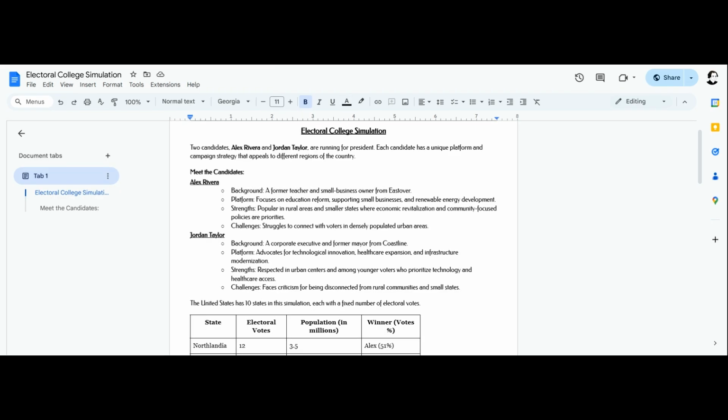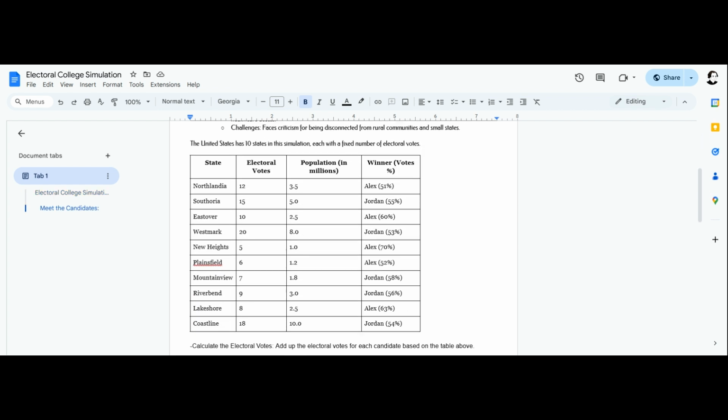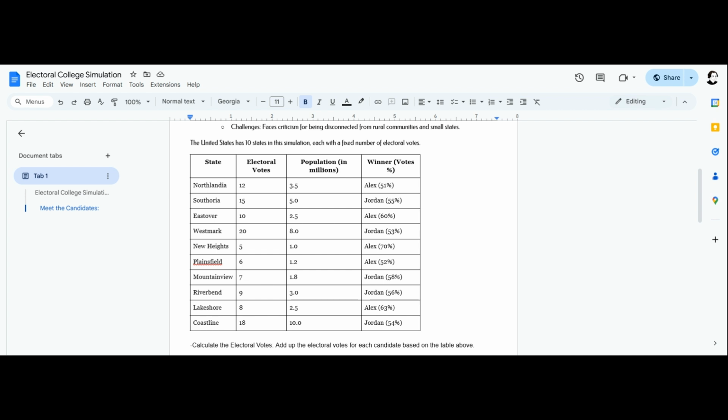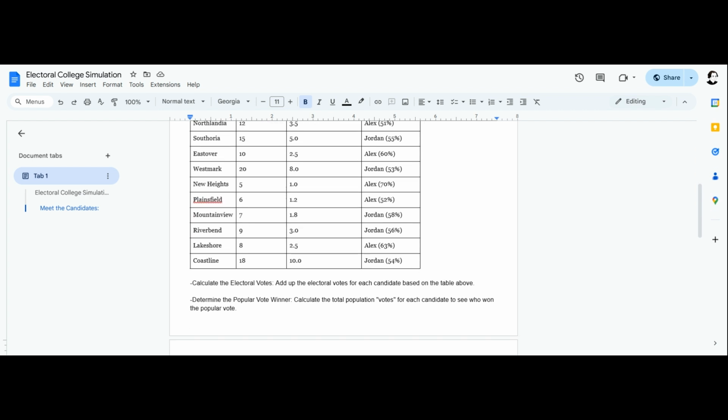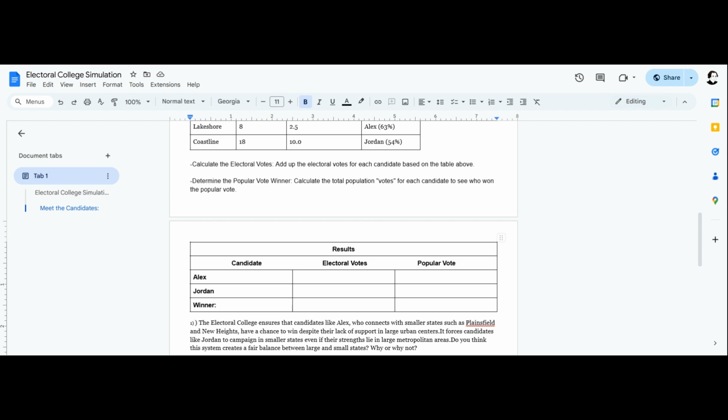Okay, we have 2 fictional candidates, meet candidate Alex Rivera and Jordan Taylor. They have fictional results here. Students will probably have to have their calculators to figure out the popular vote, which will be here, and then the electoral vote, which is here. They will add up their electoral votes for Alex or Jordan, and then on here they will organize their data.